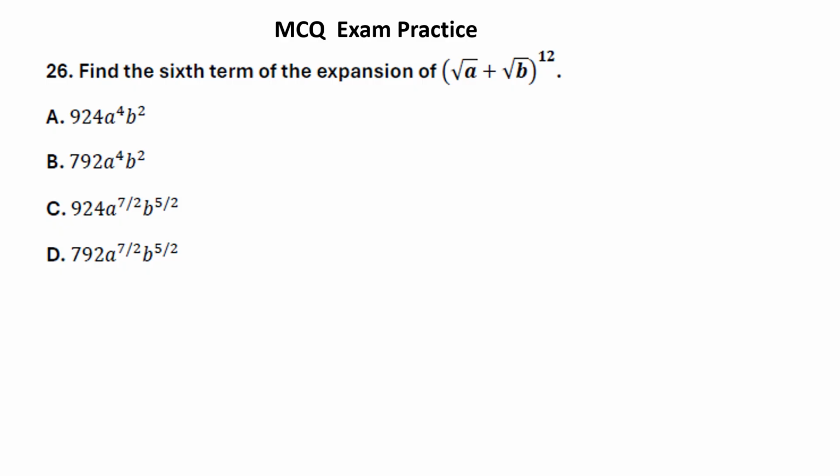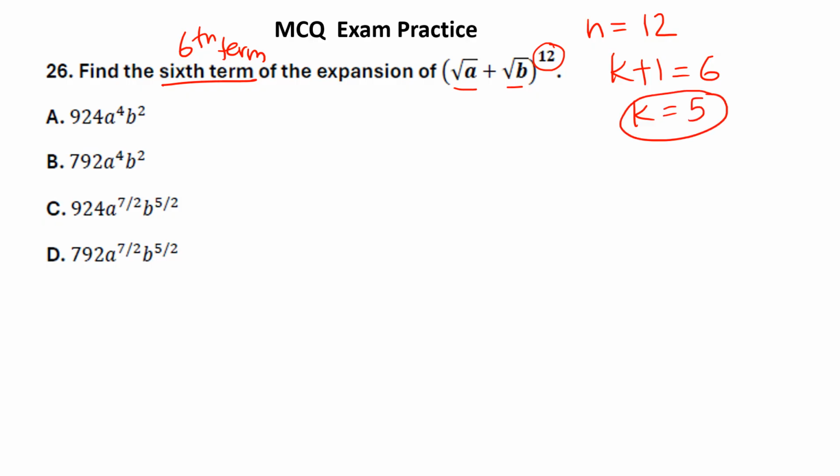For this we have to find the sixth term of this expansion, square root a plus square root b. These are the two terms. First term is square root a, second term is square root b, and the power is 12. So n is 12. Now we need to find the sixth term. We will take k plus 1 as 6. So how much is k? Let's find out. So k is 6 minus 1, which is 5. So this is k, this is n.